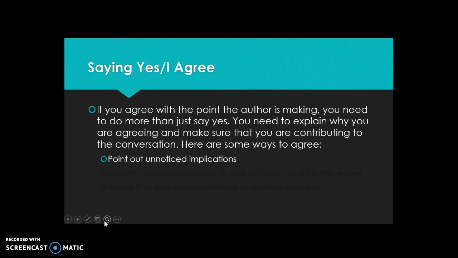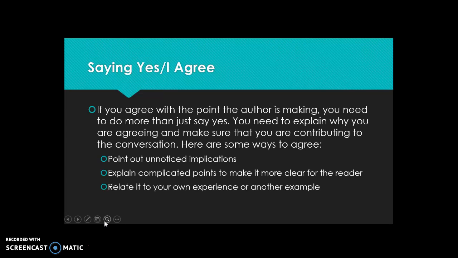The first is that you can point out unnoticed implications. So if you see something that has consequences that the author hasn't necessarily pointed out, that's something that you can do. You can explain complicated points in order to make it more clear for the reader. This may be particularly helpful if you have an article that has a lot of jargon and technical language that your average reader may not understand.